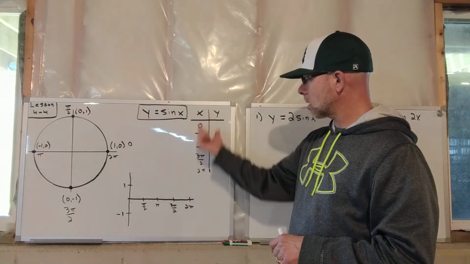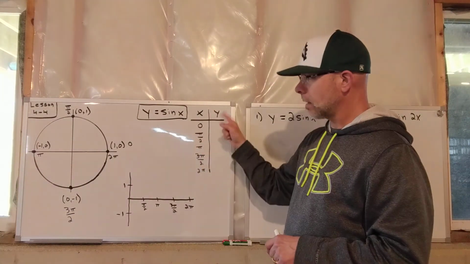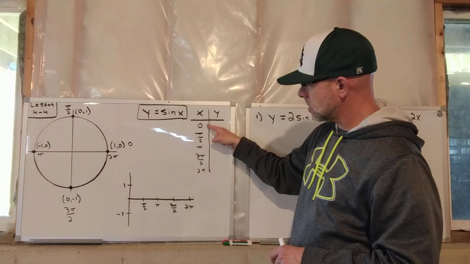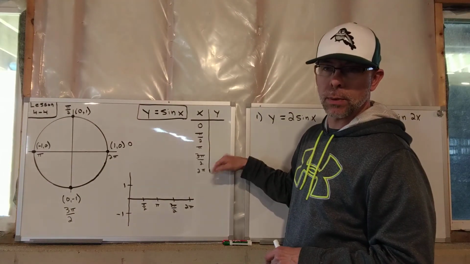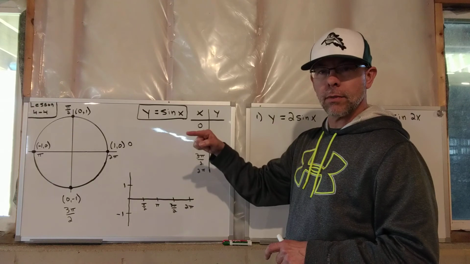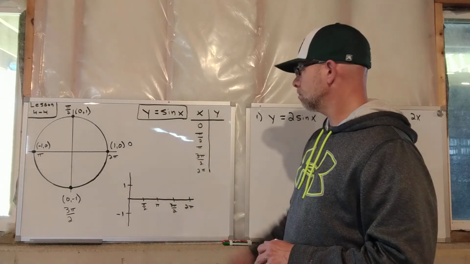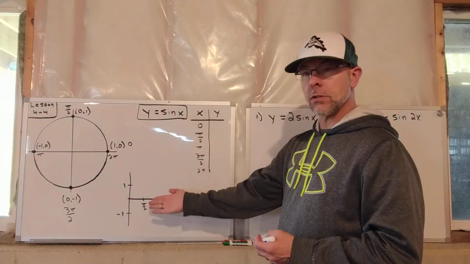So I have an XY table. I have the numbers I just mentioned over there for the x's: 0, pi over 2, pi, 3 pi over 2, 2 pi. That's one revolution around the unit circle. And I'm going to fill in this chart, and we're going to draw this graph.